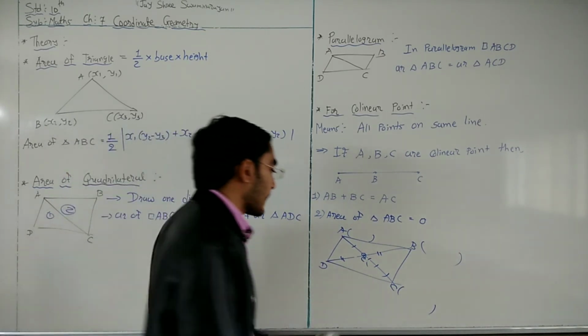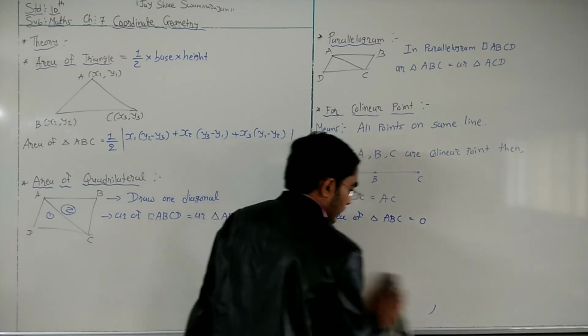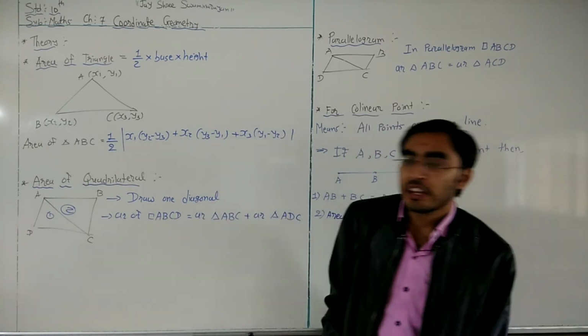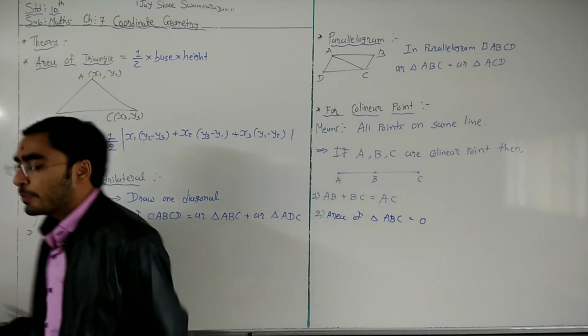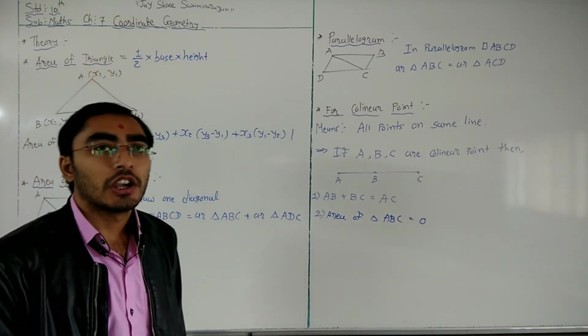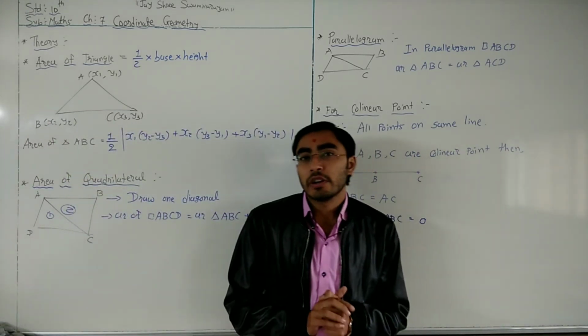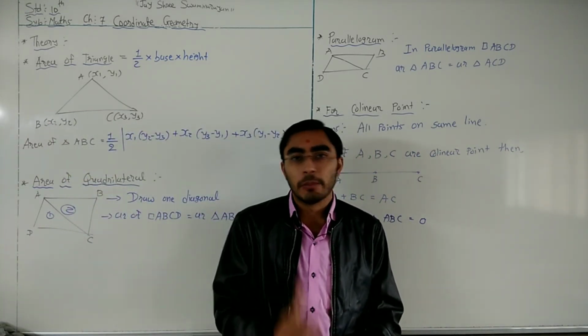So students, in this chapter we have the distance formula, section formula, midpoint, area of triangle, and area of quadrilateral. Okay, so students, here the theory part of this chapter is complete.